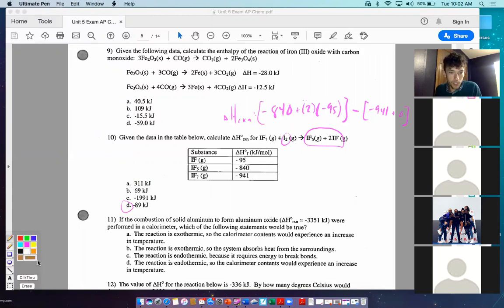And now question 11. If the combustion of solid aluminum forms aluminum oxide, which has this delta H, performed in a calorimeter, which of the following statements will be true? The reaction is exothermic. So the reaction is indeed exothermic. So C and D are crappy answers. I can get rid of those right away. Notice that this is always a multiple choice strategy that we want to use to try to eliminate bad answers.